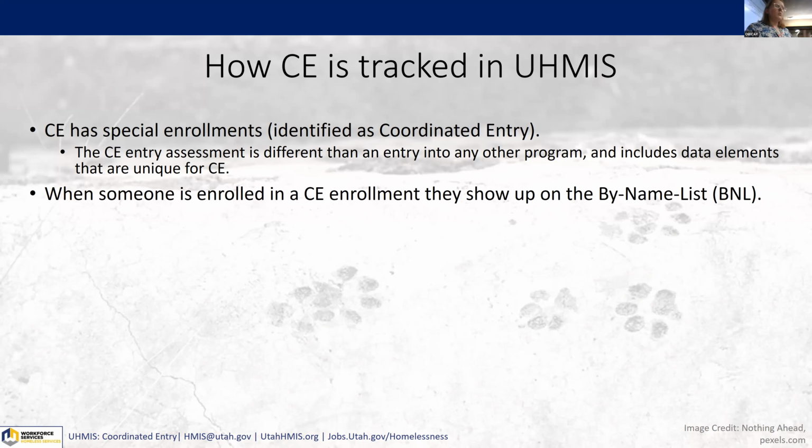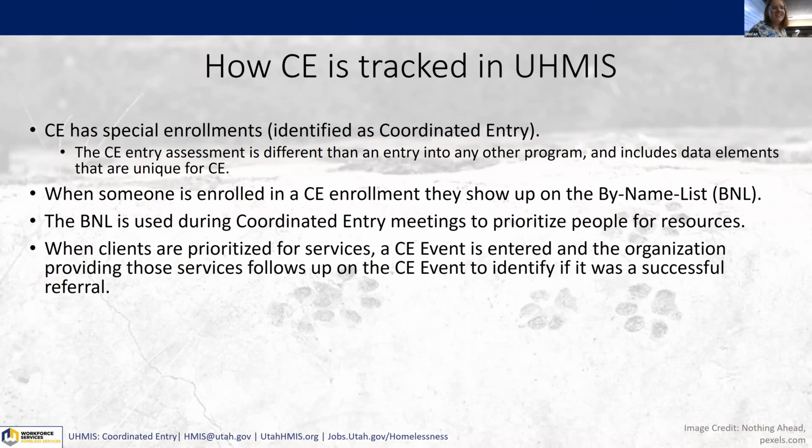When someone is enrolled in that coordinated entry enrollment, they show up on something called the by name list, which hopefully everybody who's looked at coordinated entry once is familiar with. And I'll go through that too. But that by name list is the list that should be used to prioritize folks for the services that you're looking at, probably housing, which is what I said there.